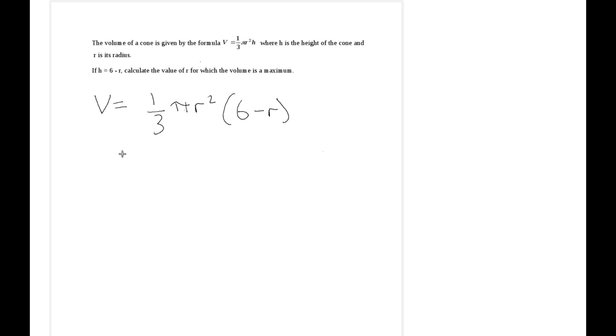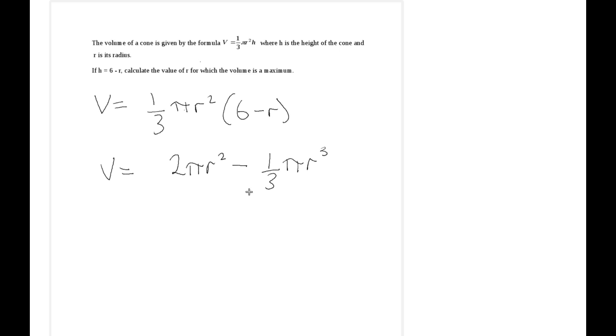If I multiply that out, quite simple, multiply that into that, we'll get V equals, so we'll have 1/3 into 6 will make that 2 pi r squared, minus, and then we'll have, I'll put it in this style, 1/3 of pi r, we've got an r there and an r there, so it's going to be r to the 3.